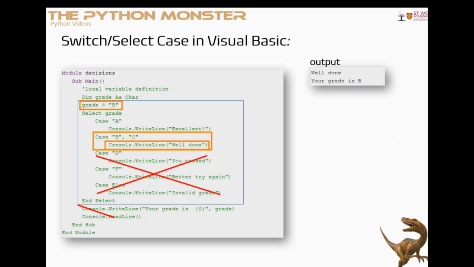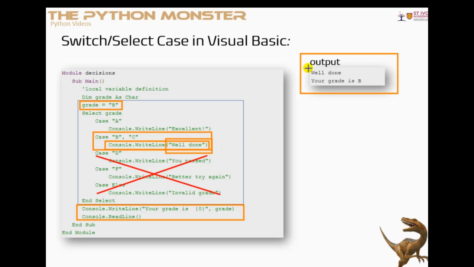Oops, we don't want a line there, we want one of my boxes. It will come out of the structure and then it will just carry on executing the rest of the code in sequence. So what you'll end up with, of course, is this. So here's our first print statement. First print statement says console.writeLine, so that's VB's way of saying print: well done. So there's well done there.